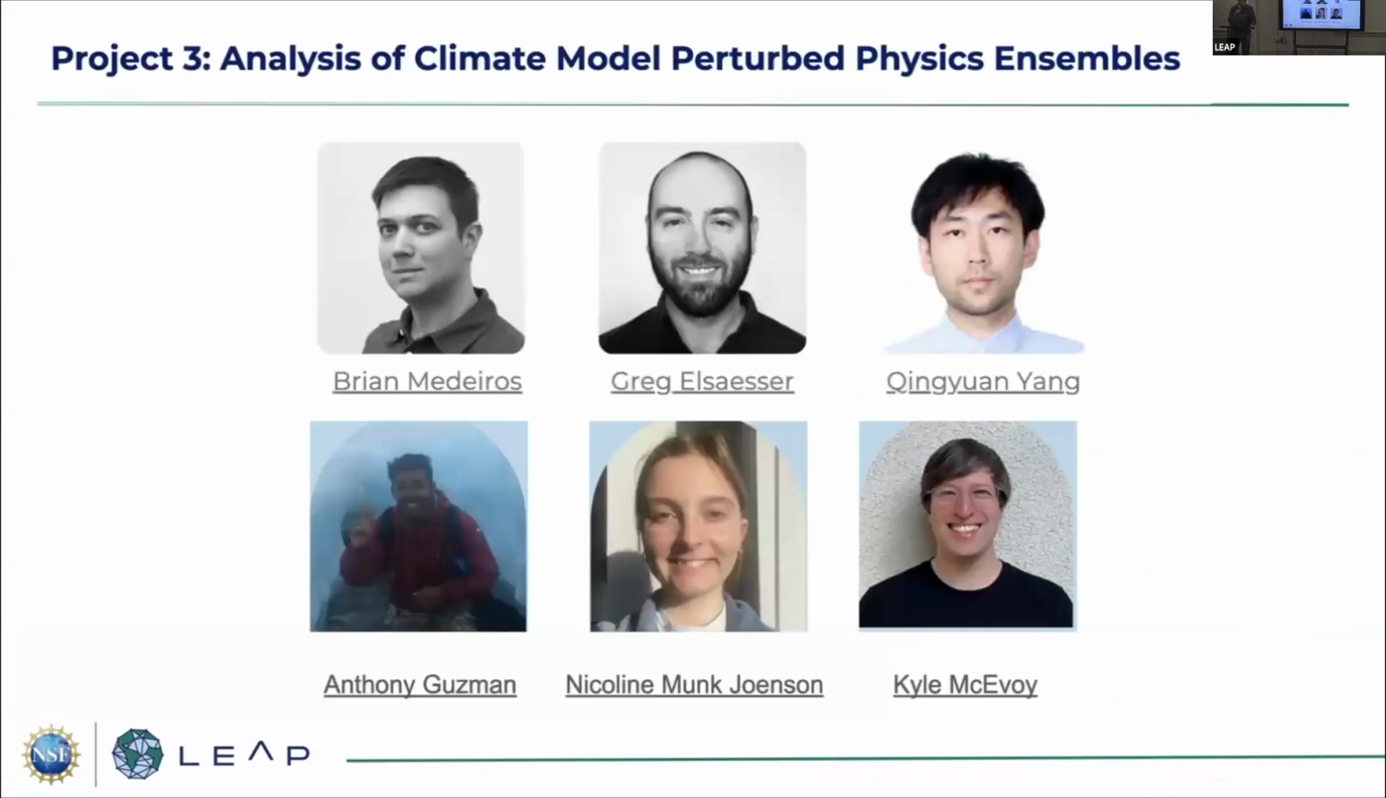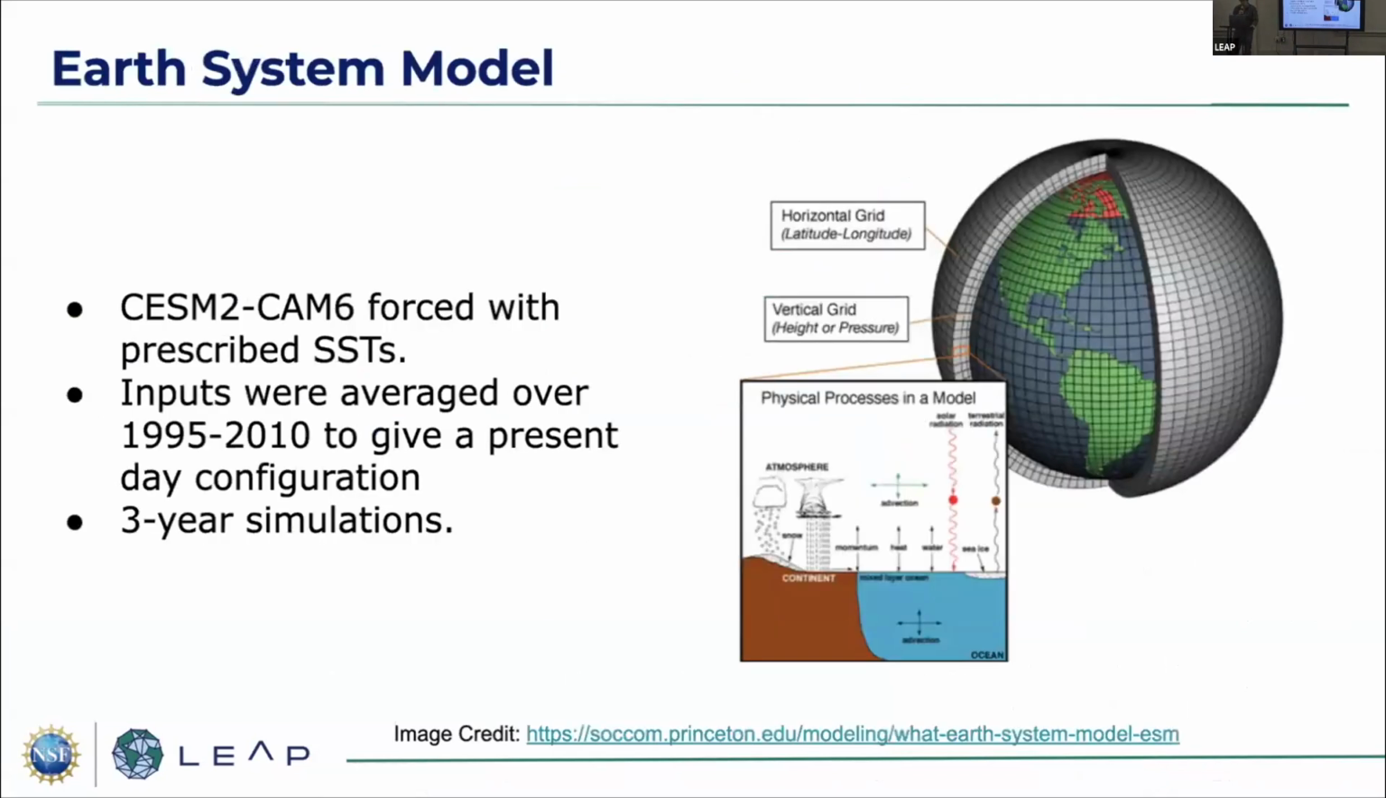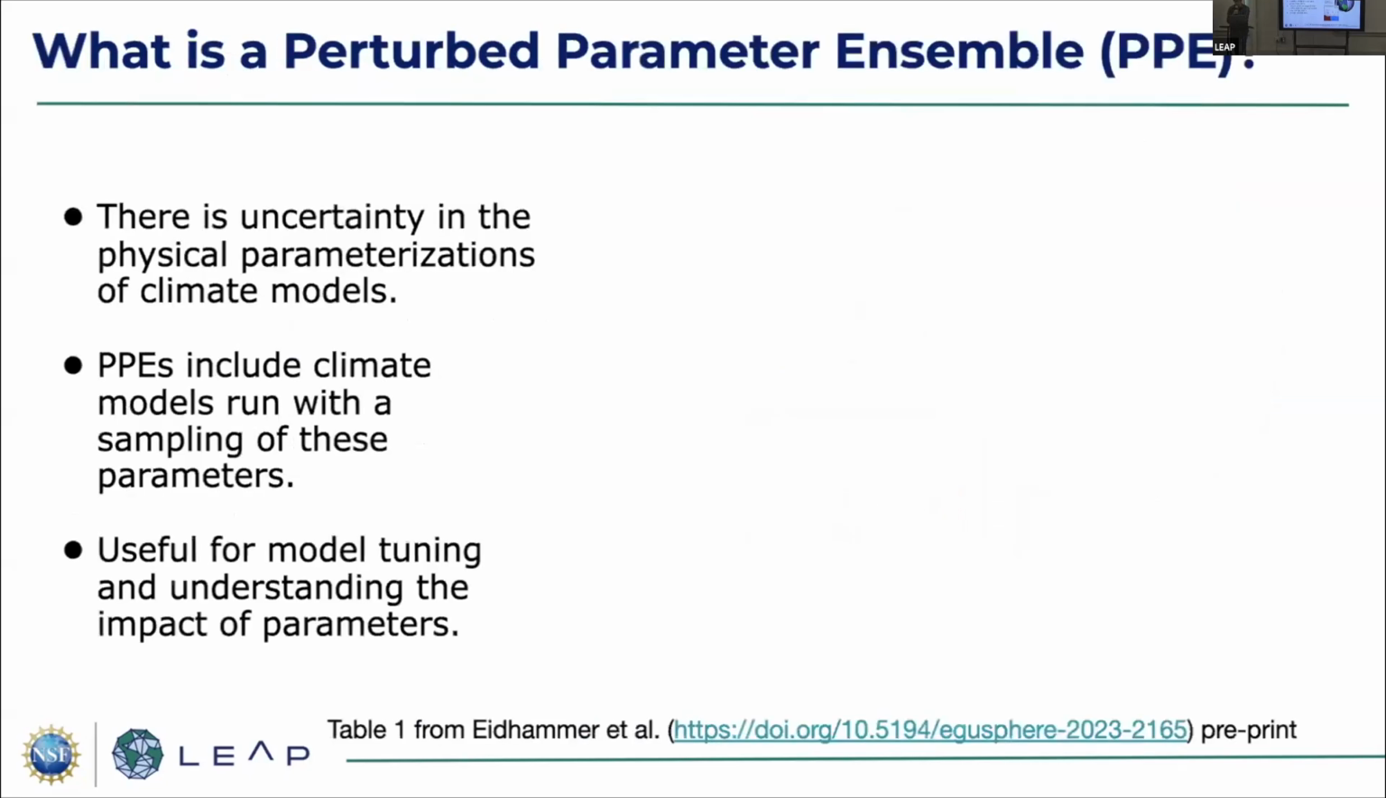So I worked on project 3 with the project mentors on the top row of this slide and the 2 REU students on the bottom row. And in this project, we were working with the CESM2 CAM6 Earth system model that many of you are probably familiar with, that was forced with prescribed sea surface temperatures. And the model was run for 3-year simulations.